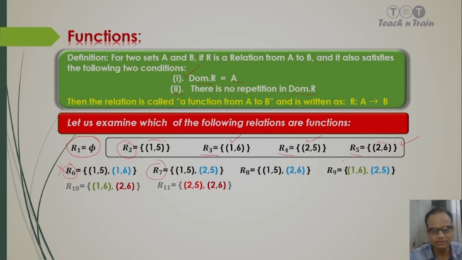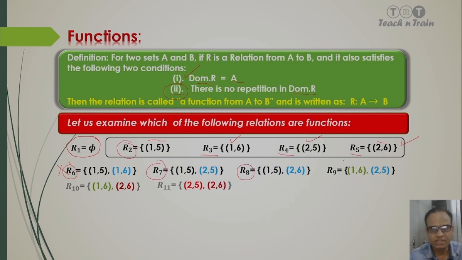In relation number 7, we can see that the domain of R7 is equal to 1, 2, which is equal to the first set A. So the first condition is satisfied. Now we will check the second condition. If the first condition is satisfied, then we can go to the second condition. We can see that there is no repetition in the domain of R7. So R7 is a function, and we can write that R7 is a function from A to B.